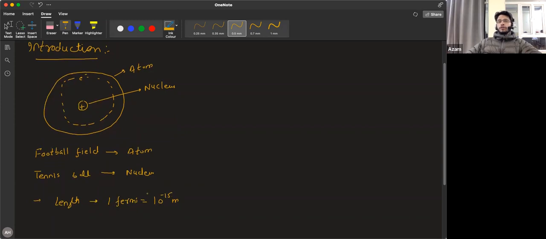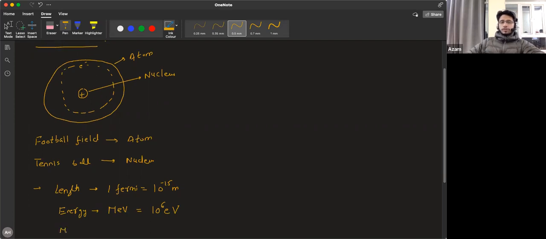The unit of energy will also change. In atom, what was the unit of energy that we use in atom? Anyone? Electron volt. But when we study nucleus, then the unit of energy is mega electron volt. 1 mega electron volt means 10 raised to the power 6 electron volt. So this is how the unit changes.